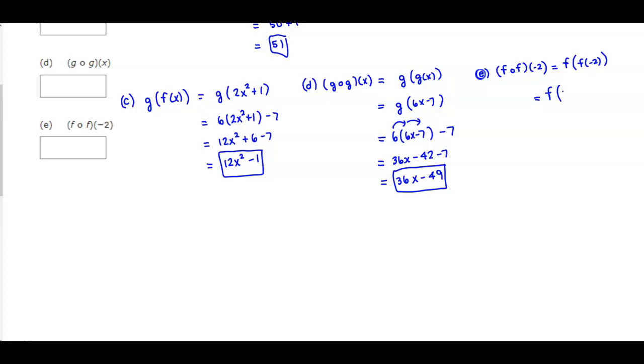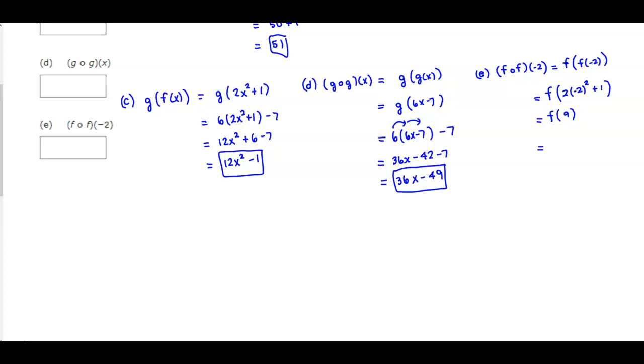So this becomes 2 times -2 squared plus 1. So 2 times -2 squared plus 1. And so -2 squared is 4. 4 times 2 is 8. Plus 1 is 9. So now we need to find f of 9, and we're going to plug 9 into the function f.